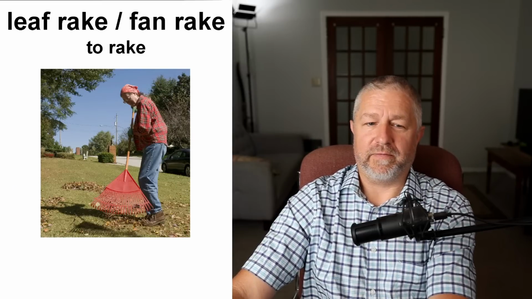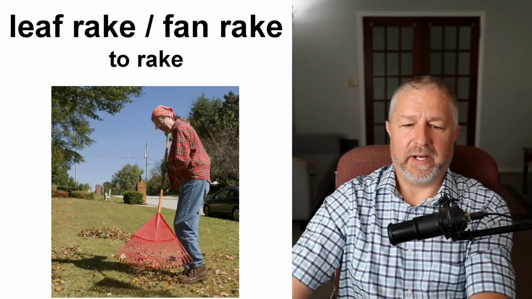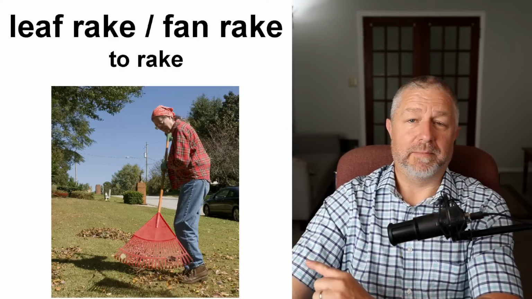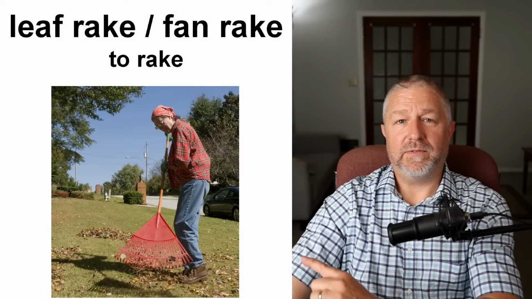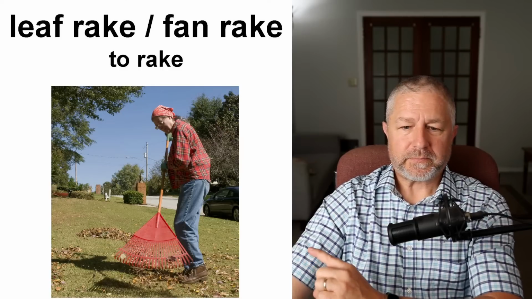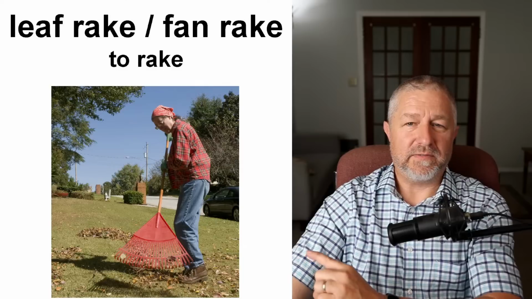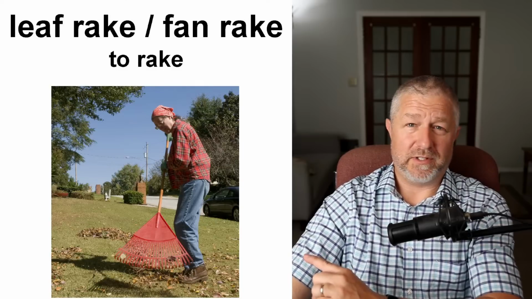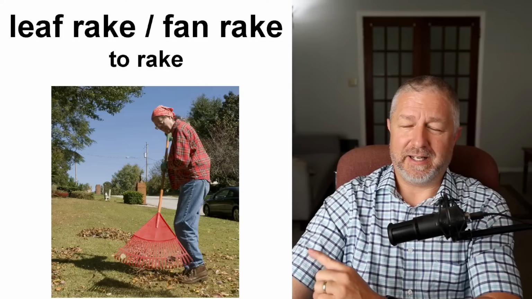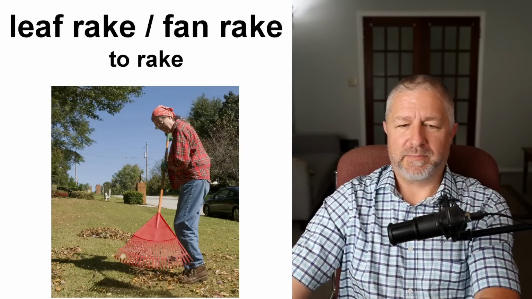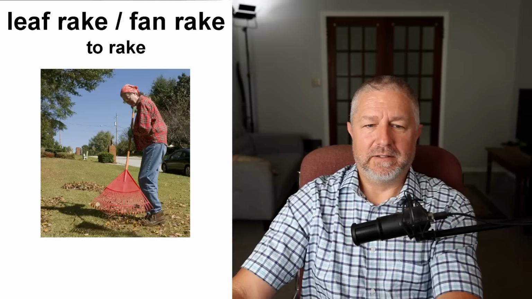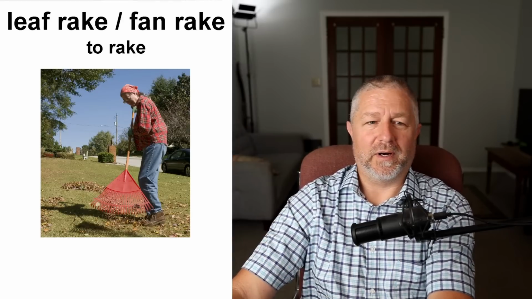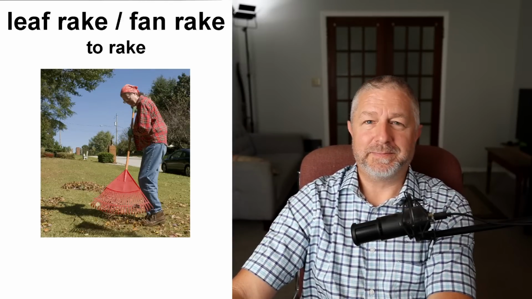And then a leaf rake or fan rake. This is a special type of rake used mostly for cleaning up leaves. People often in this part of the world will rake their leaves in the fall. When you have a rake like this, it's very light. You could not use this for stone. It's plastic and it's not very strong, but it is perfect for raking leaves. If you need to rake leaves, that is the kind of rake you would want, a leaf rake or fan rake.